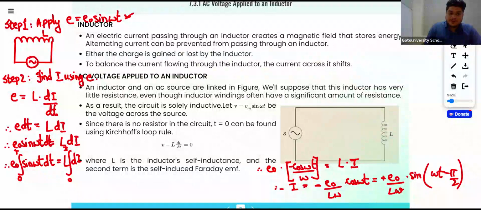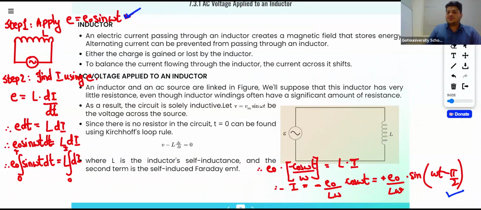If you check, you will get E is equal to E naught sin omega t, and I is equal to E naught upon L omega into sin(omega t minus 90). That means this current will be lagging by what angle? By angle pi by 2. Pi by 2 means 90 degrees. So I hope your next step will be clear: phase relation, phasor diagram, and graph.